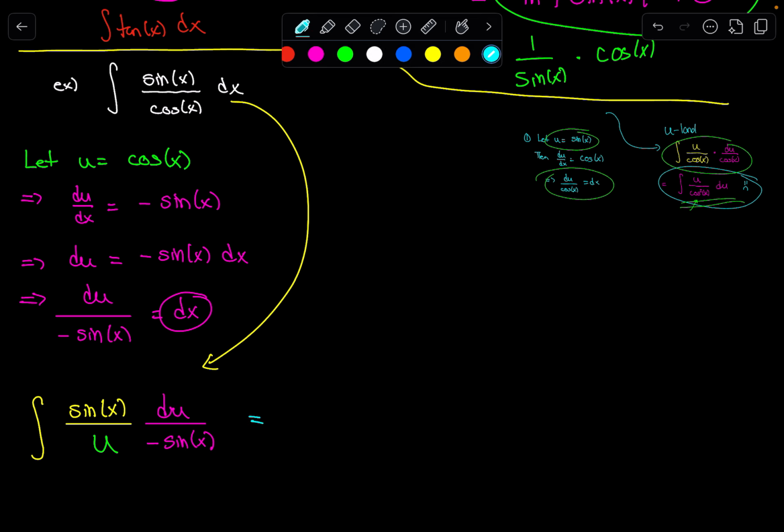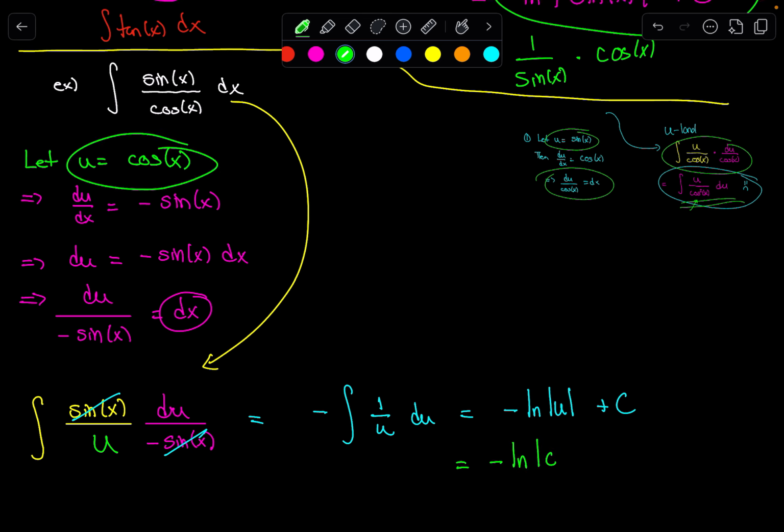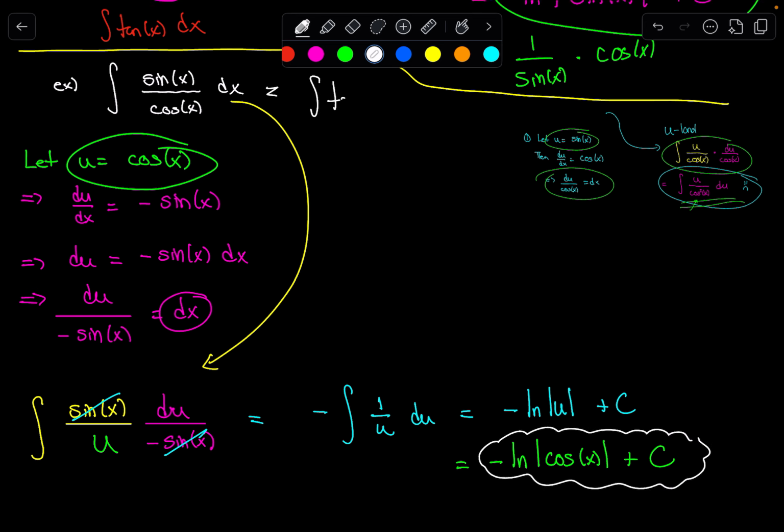So we're going to end up with, I'm going to pull that negative sign out. We're going to get a negative integral. The signs will cancel, 1 over u du. And this thing is going to be just negative natural log absolute value of u plus c. And so to finish this off and to go back to x land, this is negative natural log u is equal to cosine, so absolute value cosine of x plus c. And that is a perfectly serviceable answer for the antiderivative, right? The antiderivative of tangent of x dx.